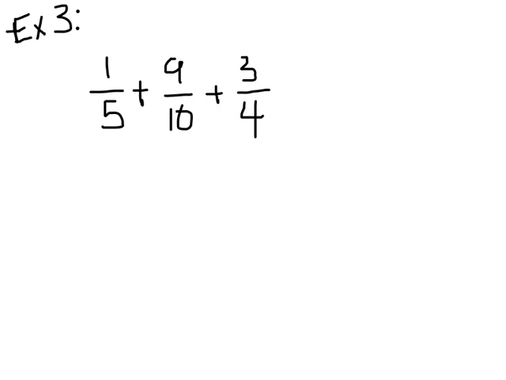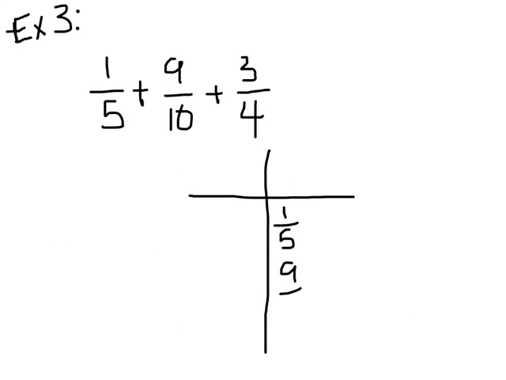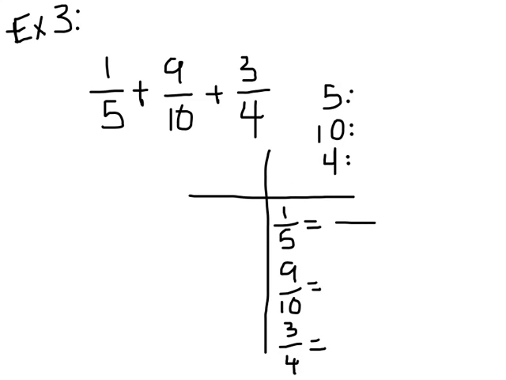Sometimes I'll have to add 3 fractions. I'll still need to follow the same steps. First, I'll draw my t-chart and write my fractions in. 1/5, 9/10, 3/4. What should I do now? I should find the least common denominator. List the multiples of 5, 10, and 4, and find the smallest number on all 3 lists. The least common denominator here is 20. Now I've got to change each fraction to an equivalent fraction over 20 by multiplying by the same thing on top and bottom.